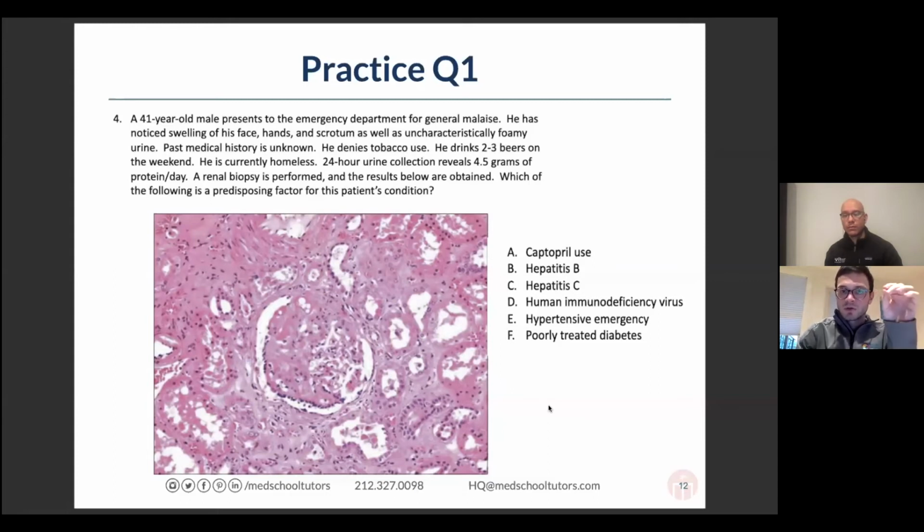So I would be looking at this and I would, in my mind, cross out captopril, I'd cross out hypertensive emergency, I'd cross out poorly treated diabetes. And then I would really probably labor on the rest of them. But I do think that HIV is the best answer. Moses, anything to add? And someone was asking if you can point on the screen out like how you're looking at this renal biopsy.